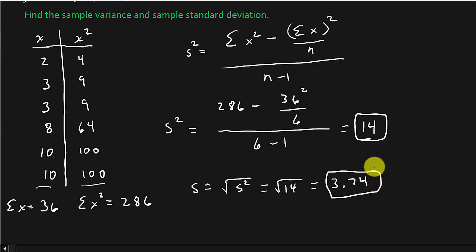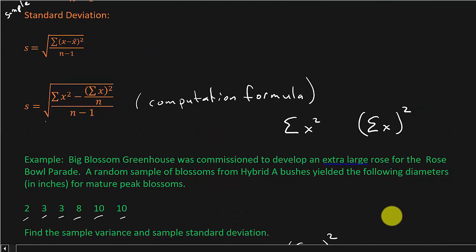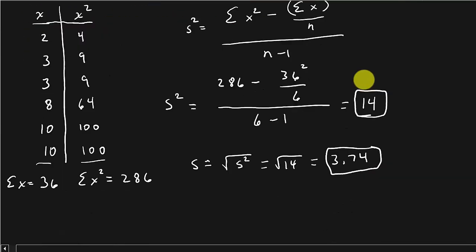And so there's your sample variance and sample standard deviation. And that's all there is to it. All you're doing is looking at the formula and seeing what you need. You make columns for those. You need the sum of x, you need the sum of x squared, and that's it.